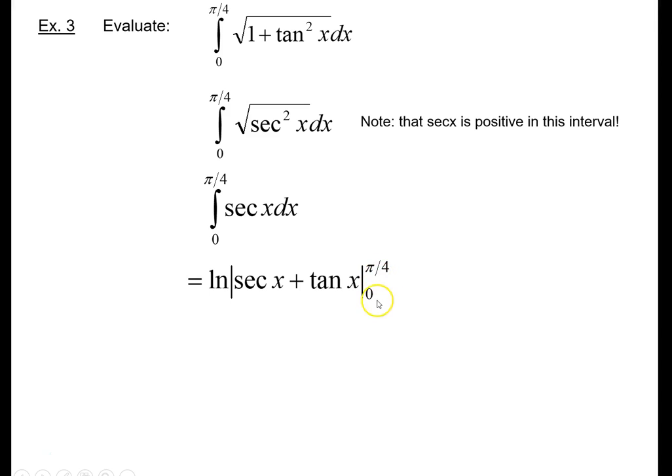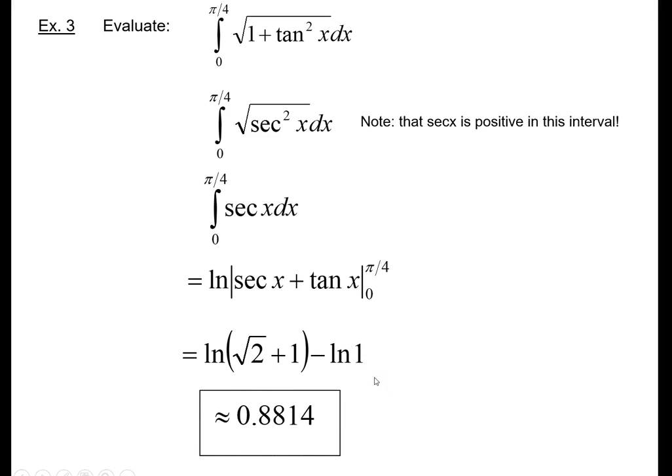We're going to evaluate it from 0 to pi over 4, so I need to use the fundamental theorem of calculus. So I've got the natural log of secant of pi over 4 plus tangent of pi over 4, which is the square root of 2 plus 1, minus the natural log of secant of 0 plus tangent of 0, which is 1. So that gives me this.